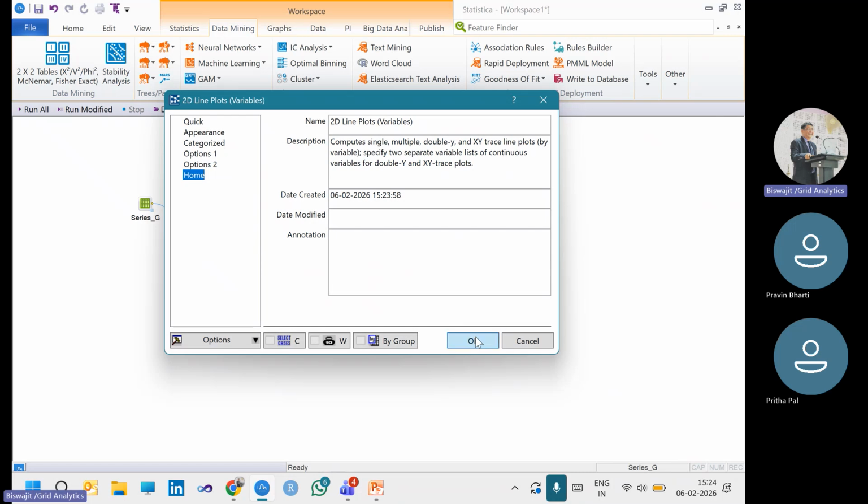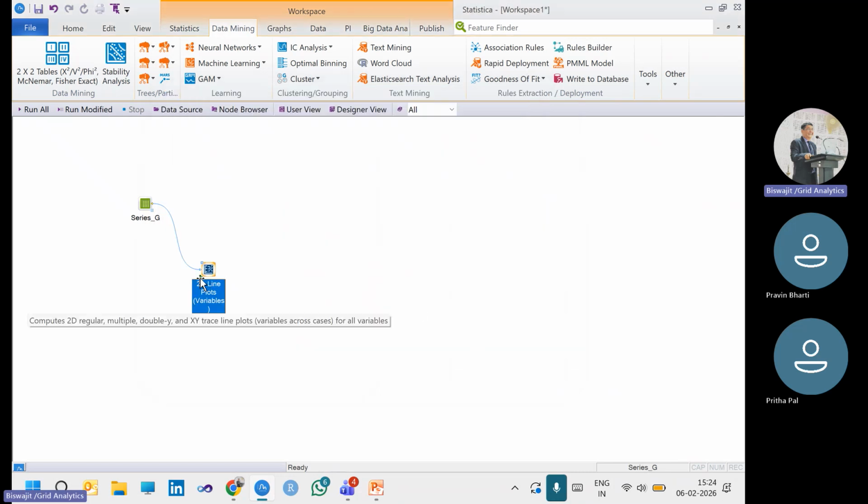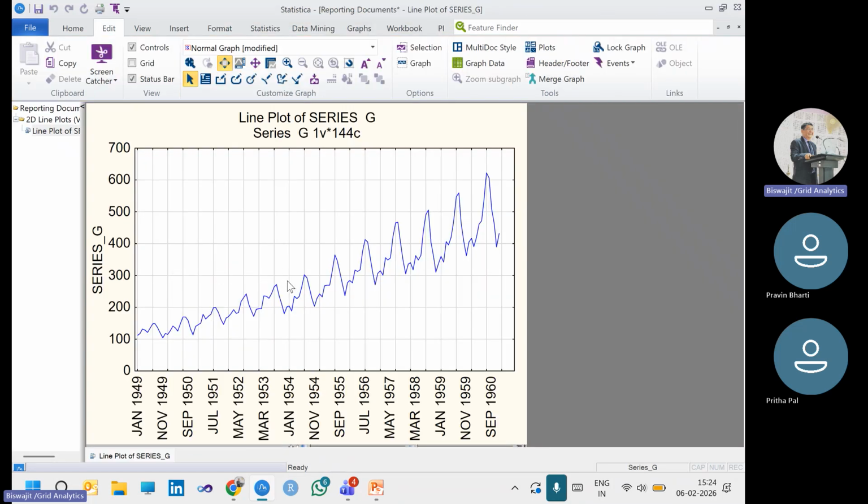So let's go with the default specification. Let's run this node. For the output, we get two pieces. One appears in the node itself as a book-like symbol. If I expand that, I get my graph. Here I can infer the trend. What I observe here is an increasing trend over a period of time.